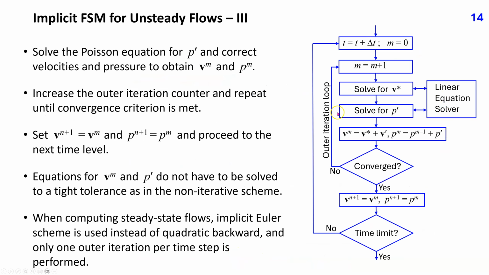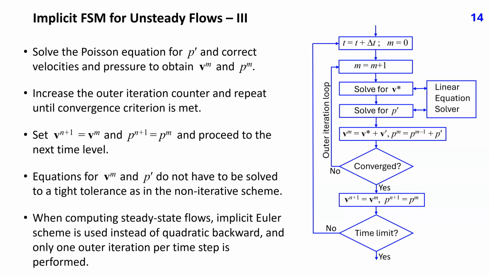The figure on the right shows the flow chart of the implicit fractional step method. After solving the momentum equations for V*, we solve the Poisson equation for P' and correct velocities and pressure to obtain V^m and P^m. Unless the convergence criterion is already satisfied, we increase the outer iteration counter and repeat the steps above. Once the convergence criterion for outer iterations is satisfied, that is, both velocity and pressure corrections are negligible, we set V^(n+1) equal V^m and P^(n+1) equal P^m and proceed to the next time level.